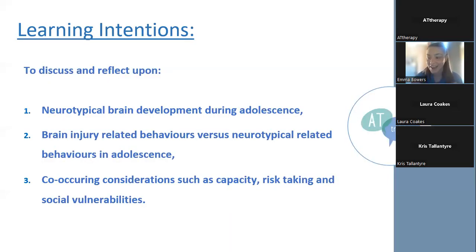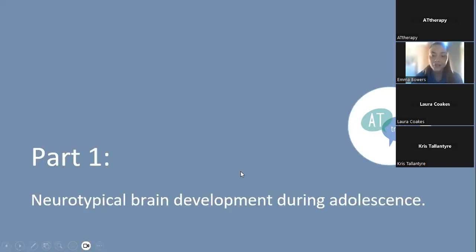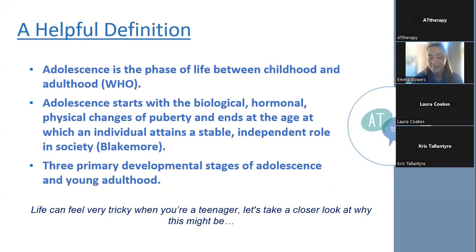So today, hopefully, our learning intentions are to discuss and reflect upon neurotypical brain development during adolescence, brain injury related behaviours versus neurotypical related behaviours in adolescence. And then to really think about co-occurring considerations, so things like capacity, risk taking, and social vulnerabilities. So if we begin and start with looking at neurotypical brain development during adolescence.